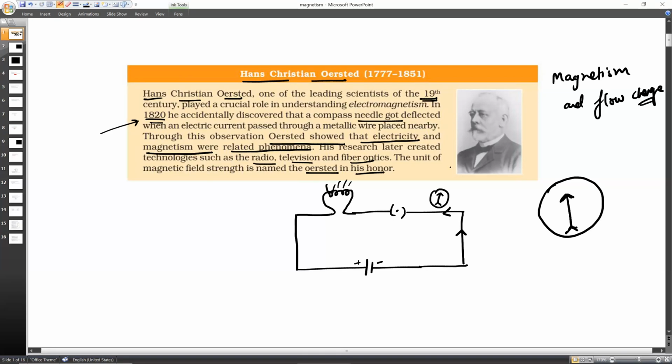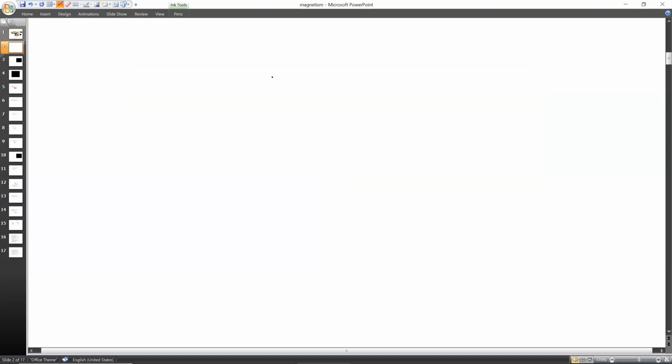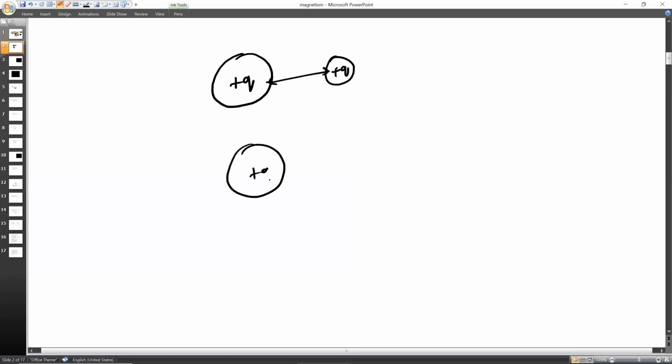the moving current produces a magnetic field? How did he notice this? As we know, if there is a charged particle, a charge q, and we bring another charged particle to it, it will experience a repulsion force. And when we have a positively charged particle and we bring a negatively charged particle towards it, it will be attracted. So we know that a charged particle exerts a force on another charged particle. Got it?